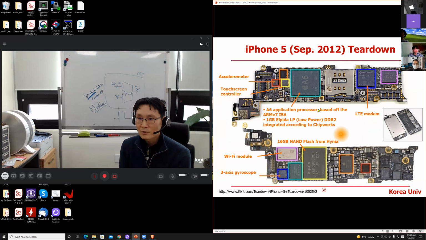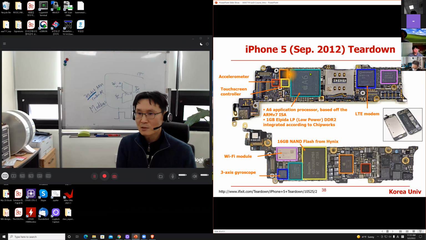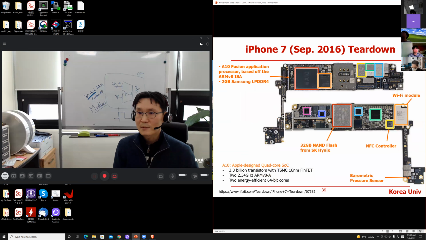So look at this, iPhone A6, application processor. Inside that application processor, you have main memory integrated as well. CPU and 1 GB main memory integrated in this same chip. All other things, accelerometer, touch screen controller, Wi-Fi module, gyroscope, are IoT devices. iPhone 7, same thing, right? We have an application processor and main memory also integrated, 2 GB. And the other things are IoT devices.